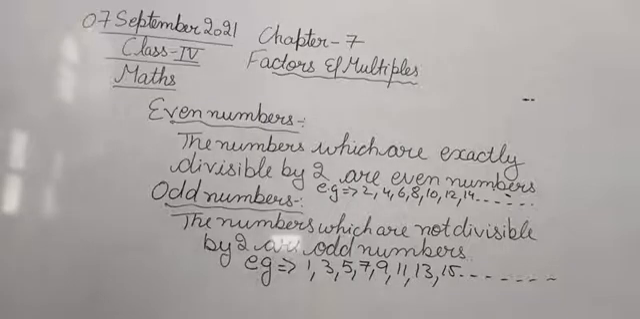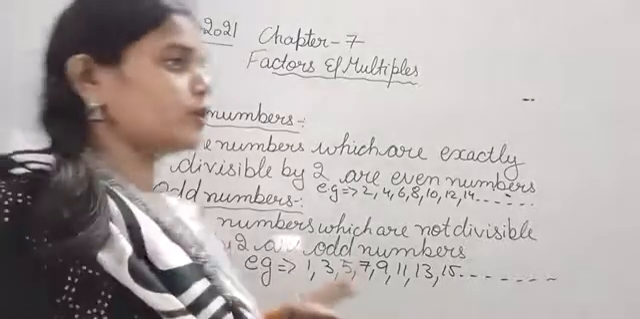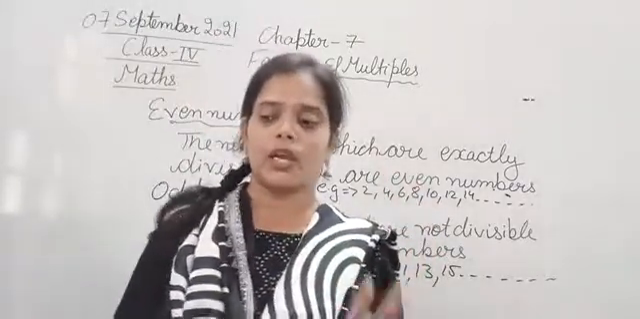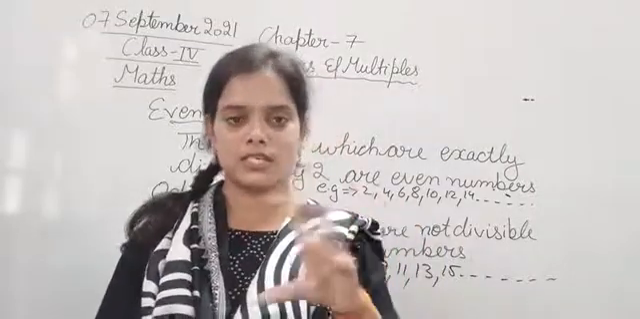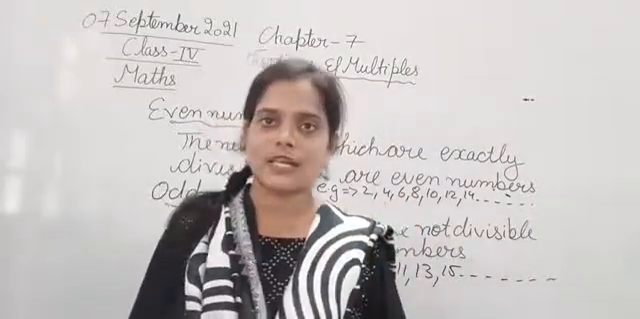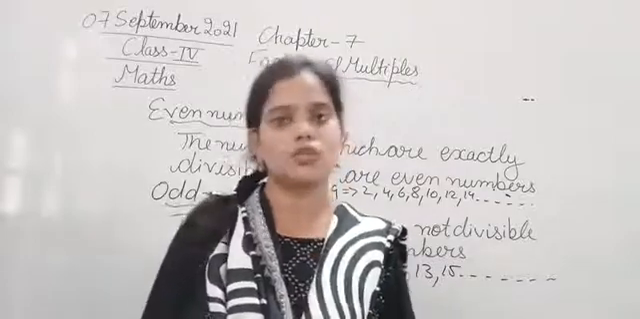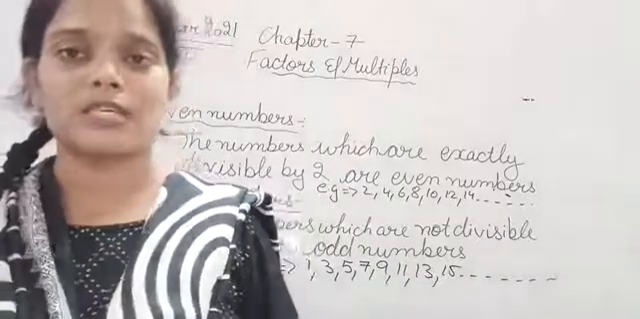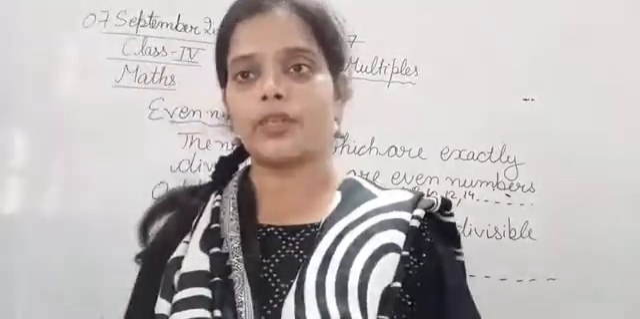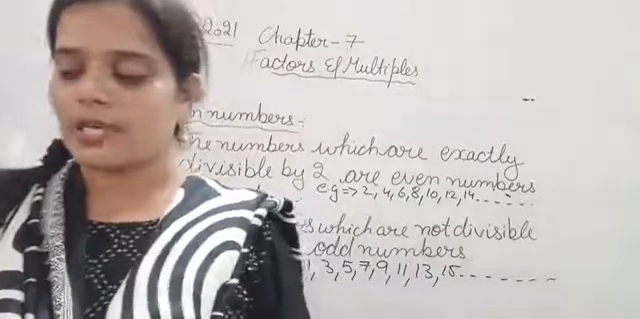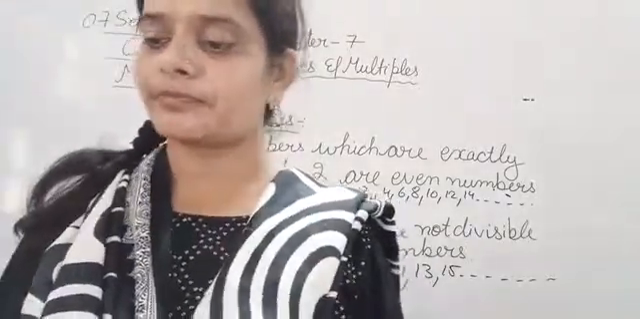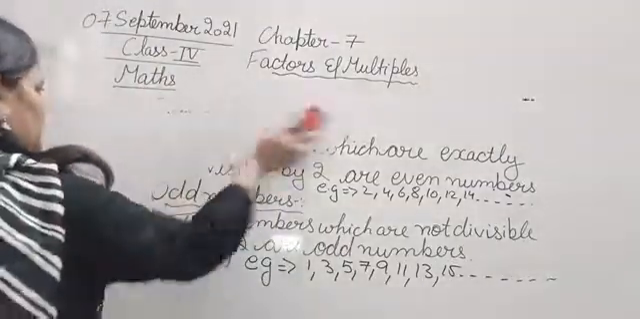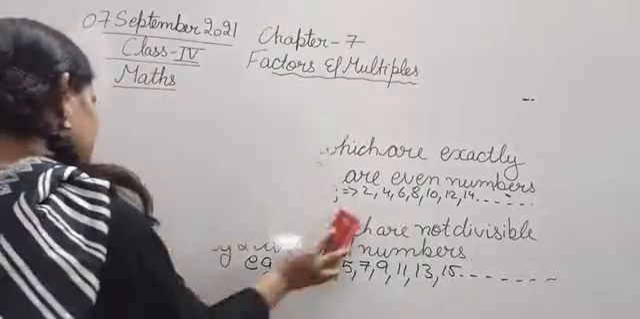Okay, चलिए. Now these 4 terms, even numbers, odd numbers, prime numbers, composite numbers, they are very important. Now by using these 4 terms we are going to solve the next exercise, that is exercise 7.2. So let's begin with exercise 7.2, which is given at page number 76. So all of you kindly open your books at page number 76, that is exercise 7.2.